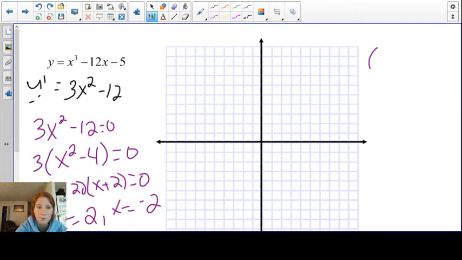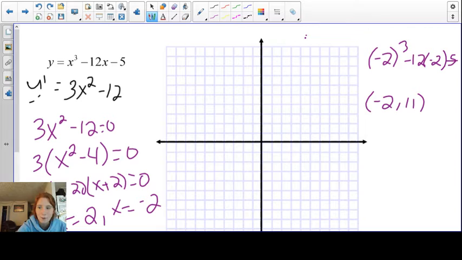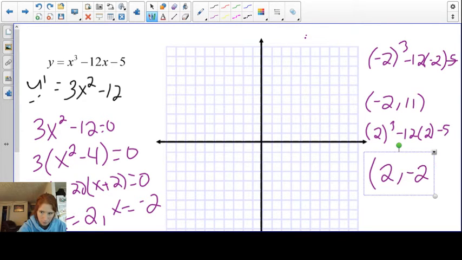So I have negative 2 cubed minus 12 times negative 2 minus 5. And that is going to end up giving me a positive 11. So my first point is going to be at negative 2, 11. And then the same thing, I'm going to plug in 2 this time. So I have 2 cubed minus 12 times 2 minus 5. It's going to give me negative 21. So I have 2, negative 21.